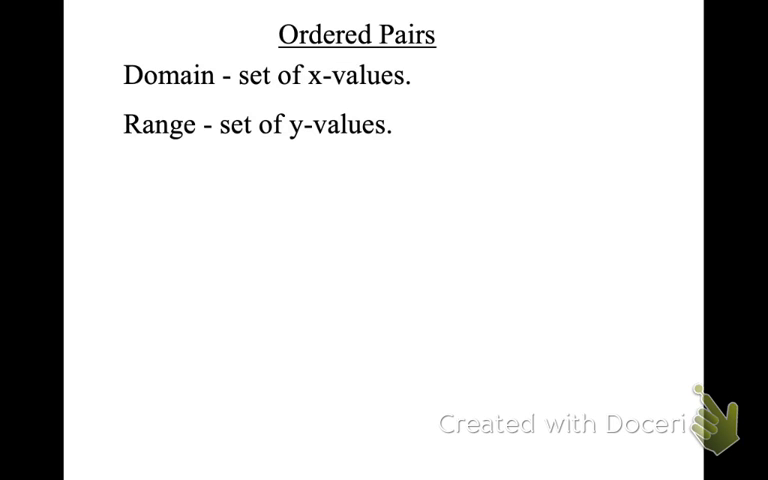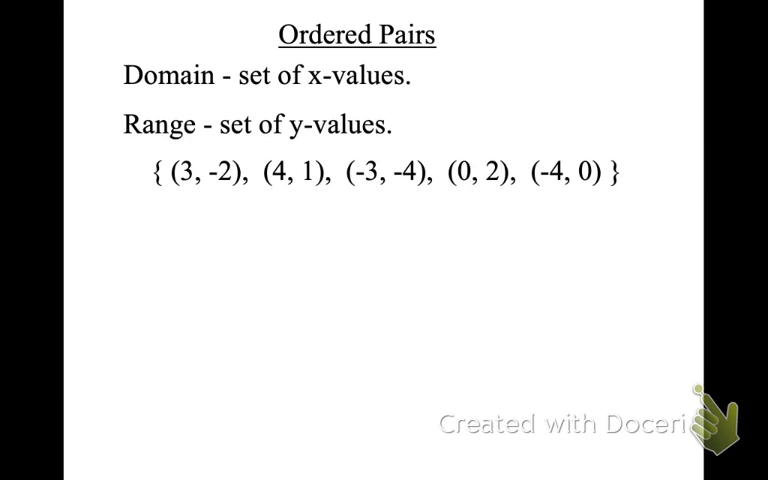Okay, here we go. So let's go to ordered pairs. The domain is the set of x values. The domain is all the x values in our ordered pairs. So when you make that ordered pair, 2, 3, the 2 is the domain. The domain is always the x values, and the range would be the y values. That's it. It's pretty easy.